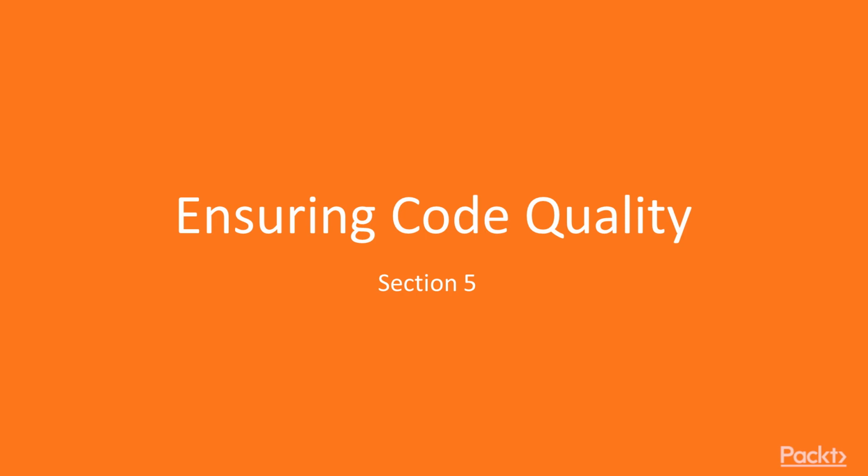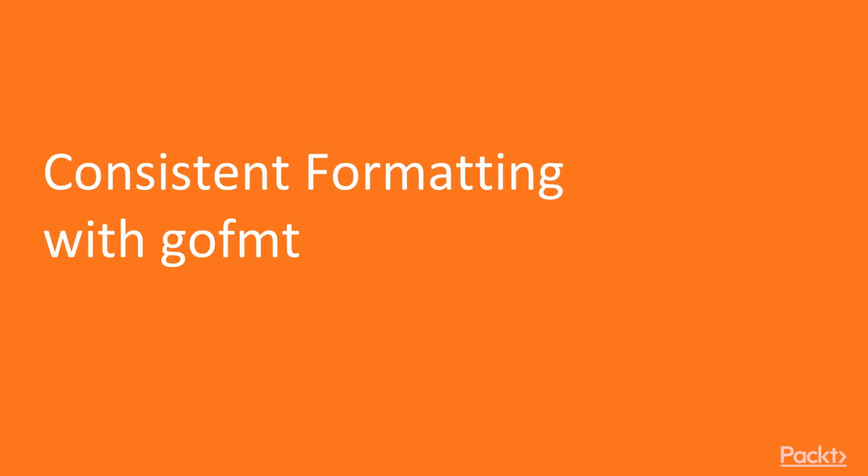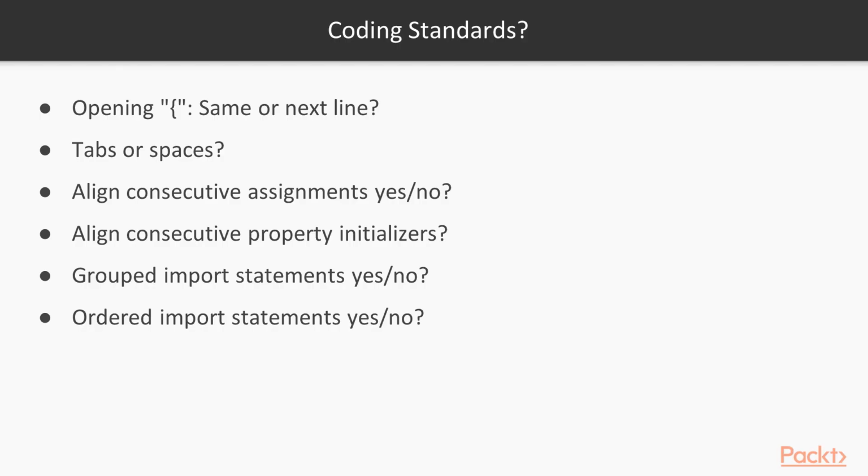In this section you're going to learn about various tools that Go offers to do static code analysis to ensure code quality. In this video we're going to start off with simple things like code formatting, and in the later videos of this section we'll also take a look at tools that do some more complex things like error detection and security analysis.